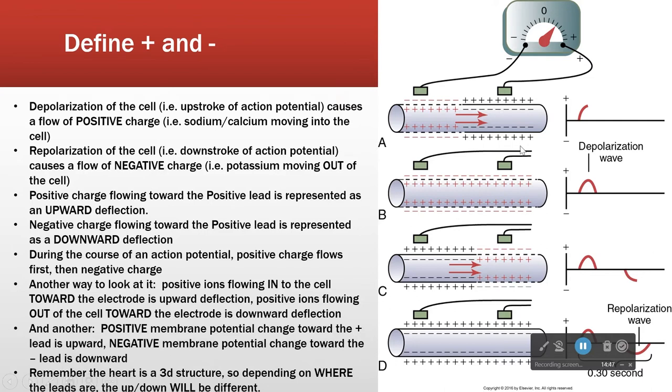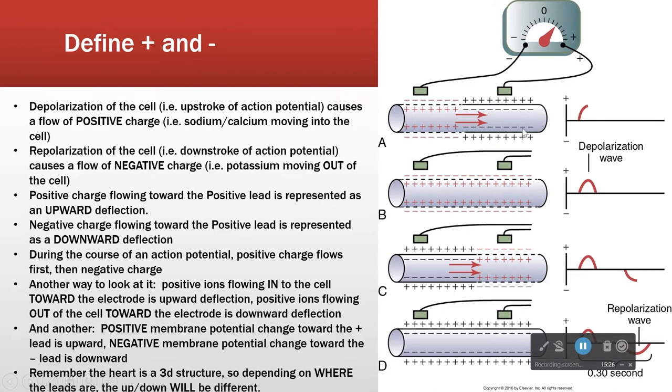Okay, so what we're looking at here is a sort of concept diagram of a heart cell. And what's happening is depolarization, right? The inside of the cell is becoming positive. The outside of the cell is becoming negative because this cell is activating. Okay, so then we have our meter. We have one probe on one end of the cell, another on the opposite end. So what we see is when positive charge is moving towards the positive lead, we get an upward deflection. We get a positive deflection, right? I think that makes sense.